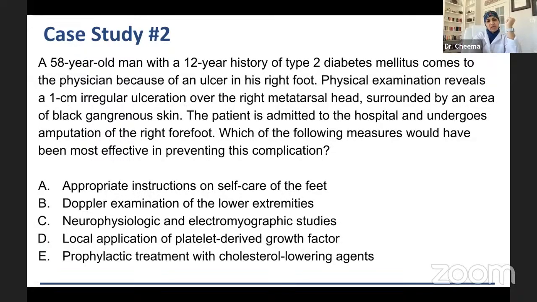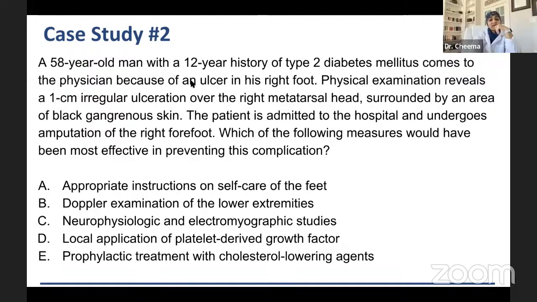So what do you think? What should we do? Based on this case study, the patient is presenting, giving the story, giving the history about the ulceration. So what do you think? What should be the best answer to prevent the complications? I think to prevent the complications, they should have been given more appropriate instructions on self-care of the feet.